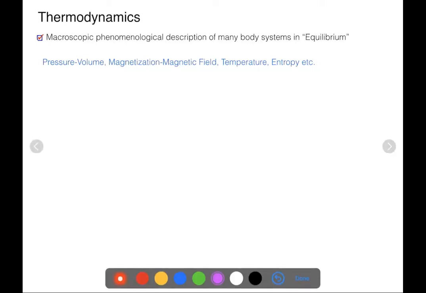Here, thermodynamics is a macroscopic description. It's a phenomenological description of many body systems, systems which have many degrees of freedom. And it doesn't describe, however, the position and the momenta of all the particles. It describes macroscopic quantities like pressure and volume, magnetization and magnetic field, talks about temperature, talks about entropy, etc., etc. And these systems are in equilibrium. The important thing to remember is that there's no microscopic description of matter in thermodynamics.